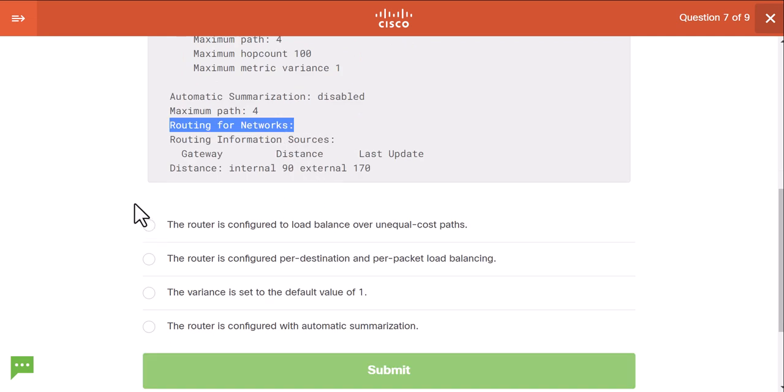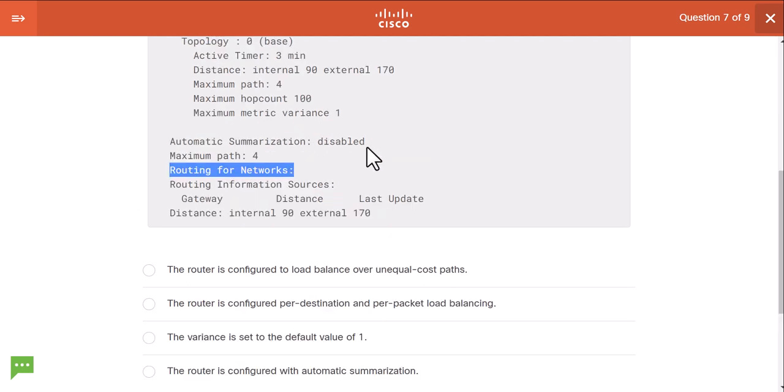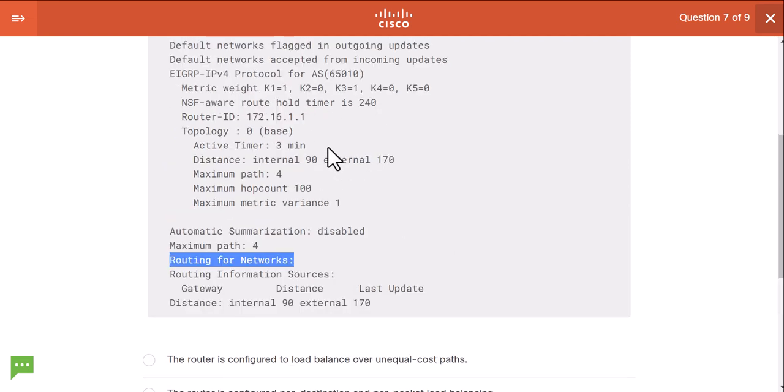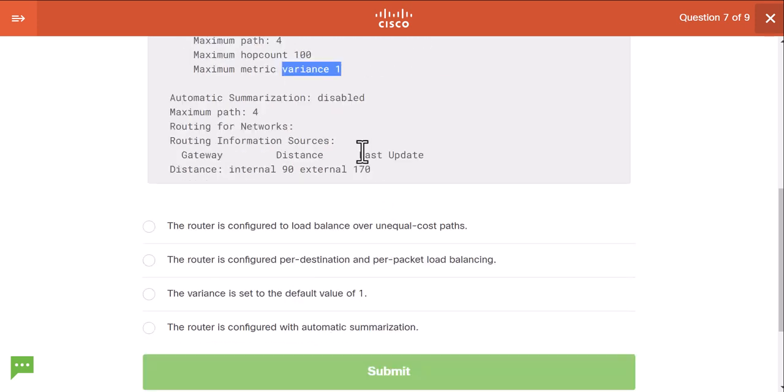this section here. Let's see, the router is configured to load balance over unequal cost paths. This is incorrect because the variance, where is it? The metric variance parameter is set to 1, which means only best routes are selected, and there will be no unequal cost load balancing. The router is configured per destination and per packet load balancing.